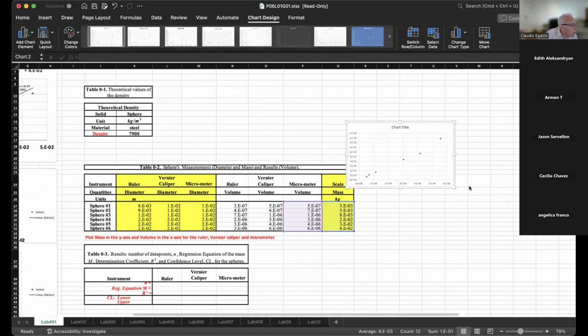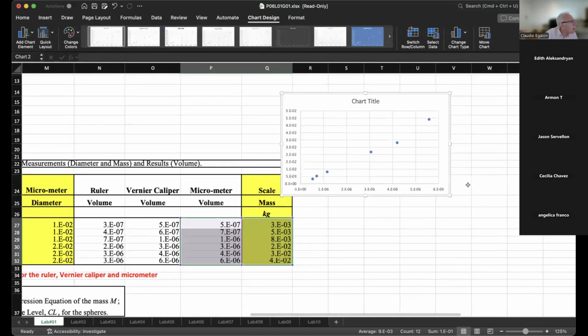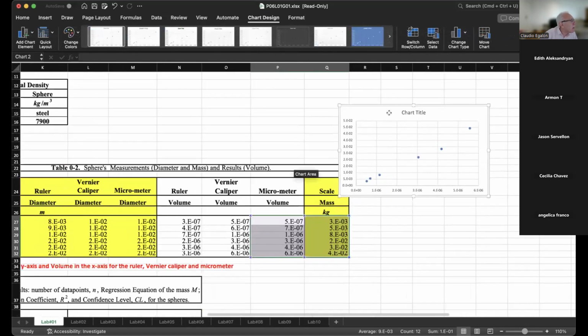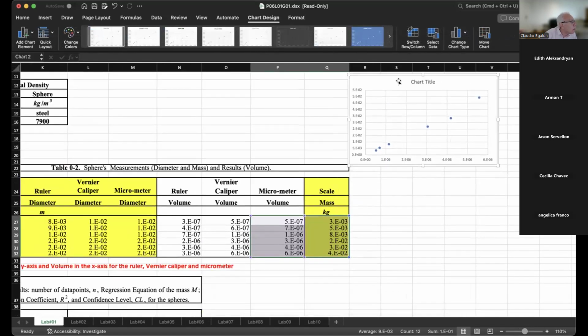Let me see if I can get the same one. But we're doing it for the micrometer, okay? We're not doing it for the ruler. Yeah, my graph looks just like yours. Now click one of the data points in the graph. Good, right click now. Right click.